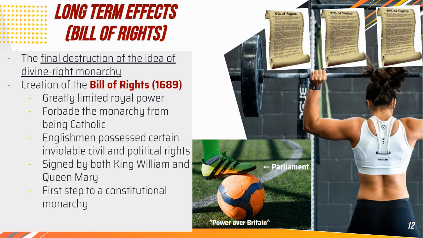It states that English people have a certain amount of inalienable civil and political rights, like the freedom of speech and free elections, which you should remember is a little bit of context for America's own revolution. Okay. So this Bill of Rights is signed by both King William and Queen Mary, and it is the first step towards a constitutional monarchy.